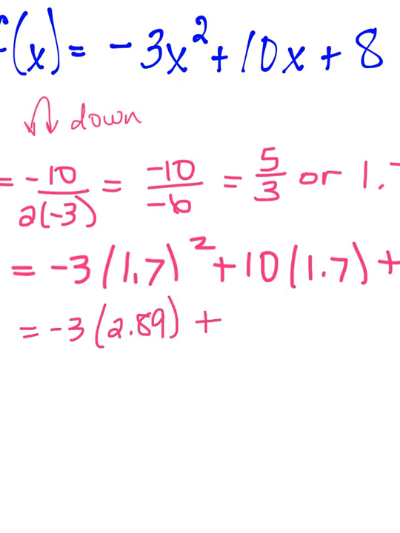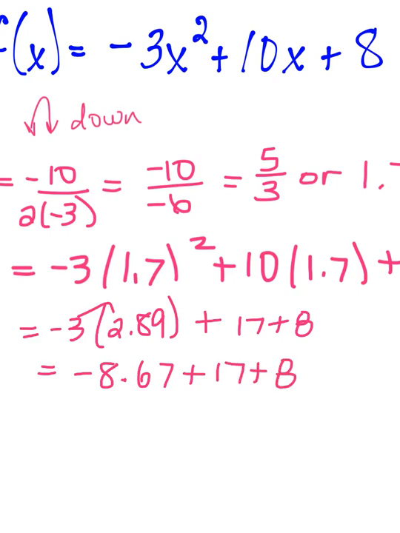Plus, what's 10 times 1.7? 17. Yep, 17 plus 8. So now what's negative 3 times 2.89? Negative 8.67. Okay. Plus 17 plus 8. So do that in your calculator. 16.333333. So 16.3? Okay.